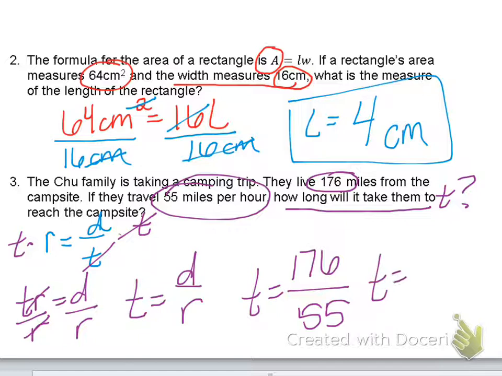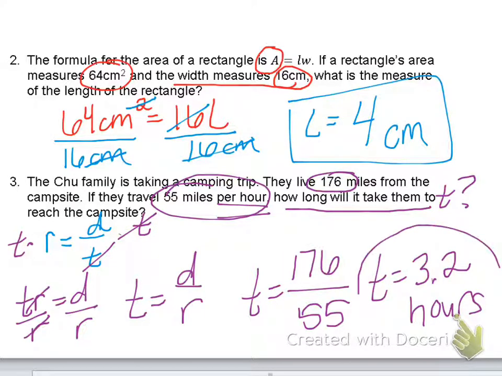And 176 divided by 55 is about 3.2, and we know that it's hours because our rate was in miles per hour. So we know that our time is going to be in hours. And that's the final answer there.